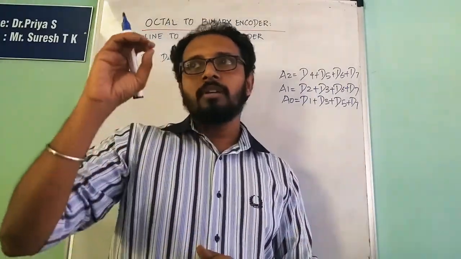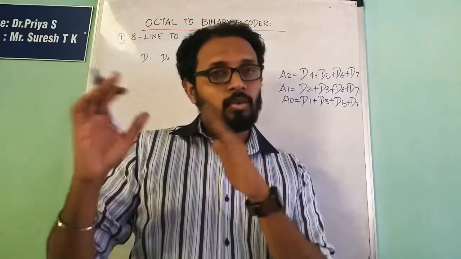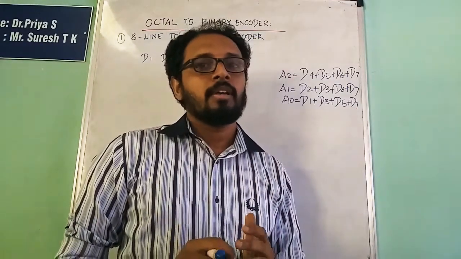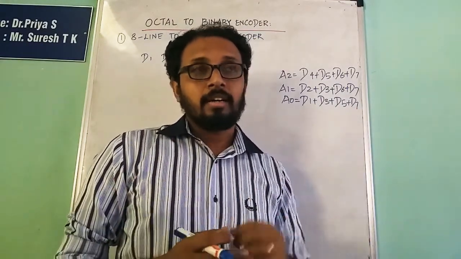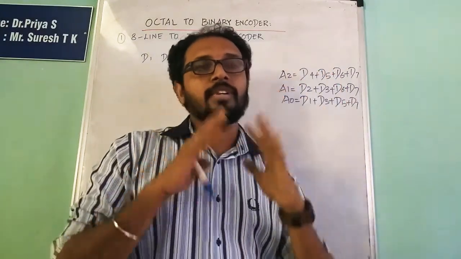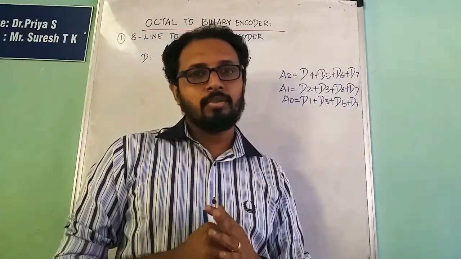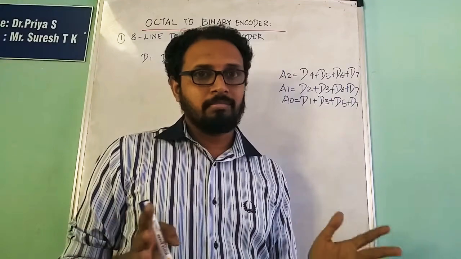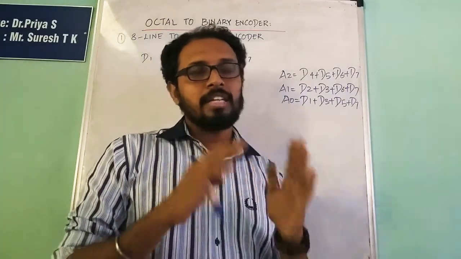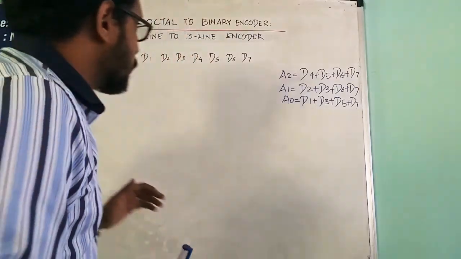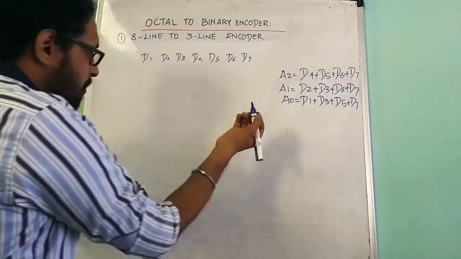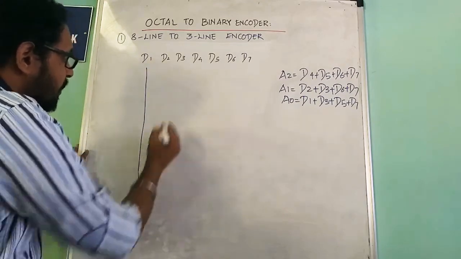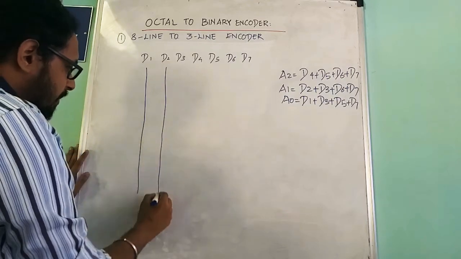When we constructed the truth table for the encoder, that is the octal to binary encoder, you might have recognized that in the case of D0, the A2, A1 and A0 values were 0. So D0 was not at all part of the game. So what we did is we considered D0 as a don't care. So we can remove that D0. Next step is, just extend these lines.